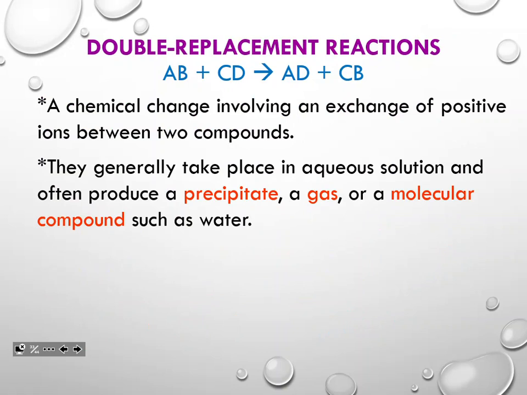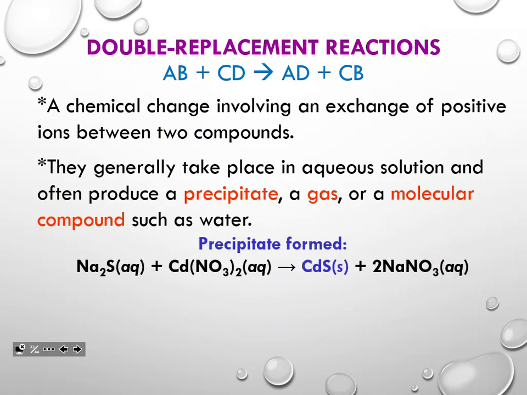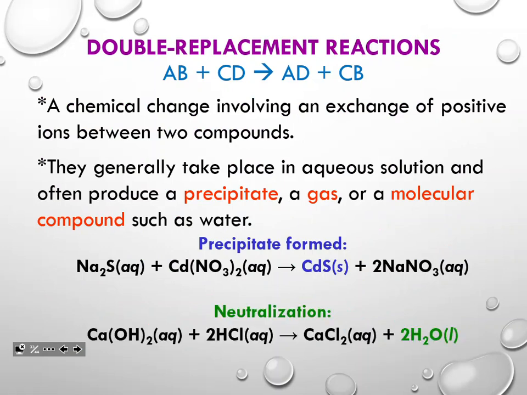Generally take place in aqueous solutions, so they're dissolved in water, and they can produce a precipitate, the solid crystals that fall to the bottom, a gas, or a molecular compound such as water. We're going to be focusing mostly on this kind where a precipitate is formed, where you get a solid, the crystals fall to the bottom, or neutralization, where you, of course, form water, which would be the molecular compound.